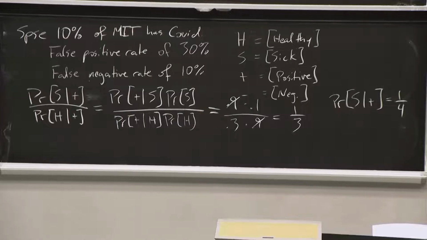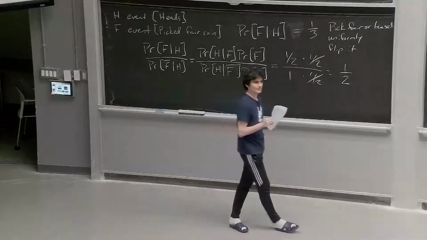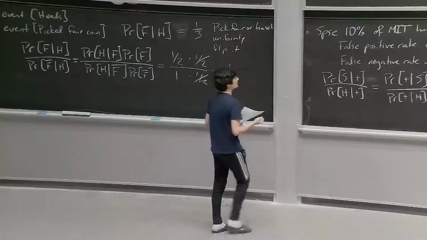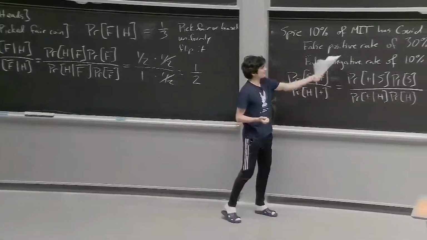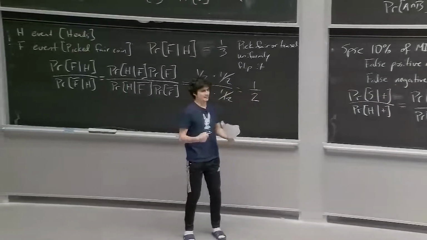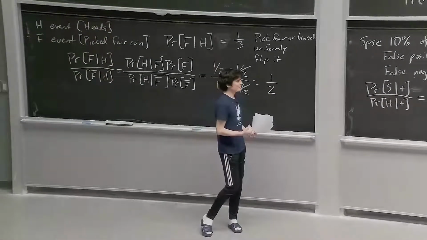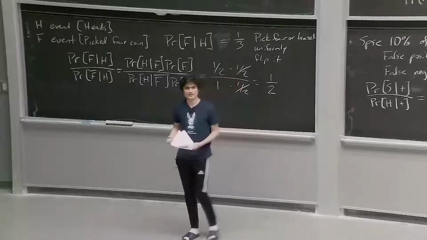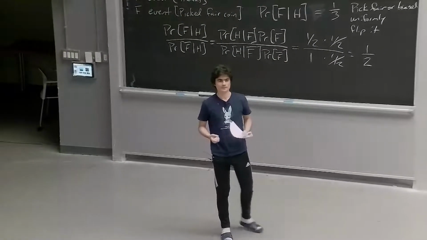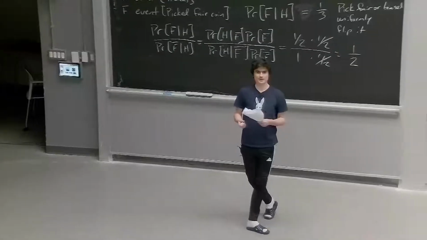Does that make sense to everybody? So it might seem a little bit weird, right? Like, this test is a pretty good one, right? Like, it's usually giving the right answer. But I took the test, I got a positive result, but I'm still probably healthy. Why is that? Can anybody explain what's going on here?